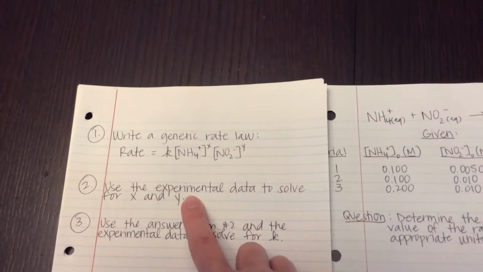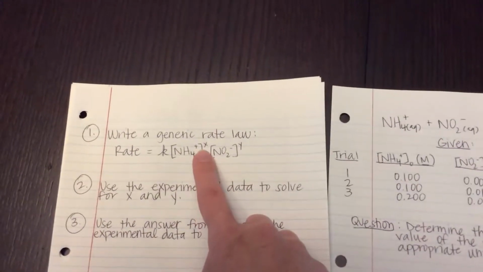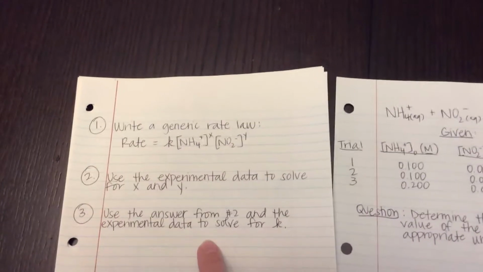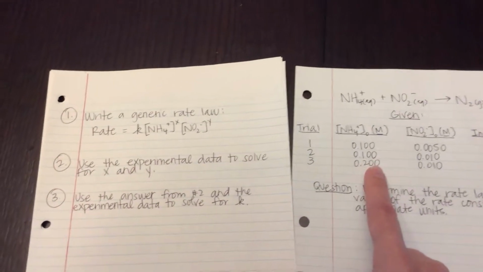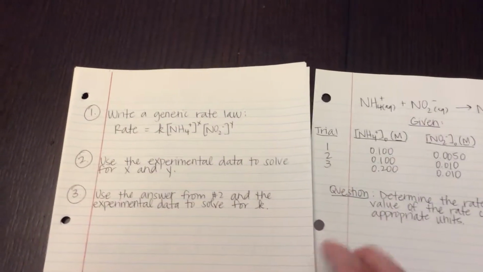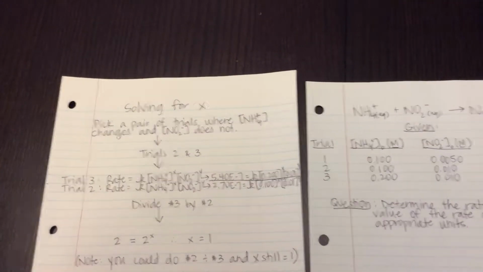Then what we're going to do is use our experimental data that we are given right here to solve for the values of X and Y. And then we're going to take the answer that we get here and use our experimental data again to solve for K. So this is our plan of action. So the first thing I'm going to do is solve for X.